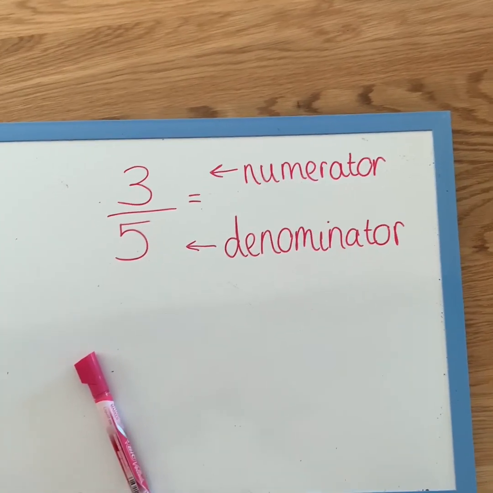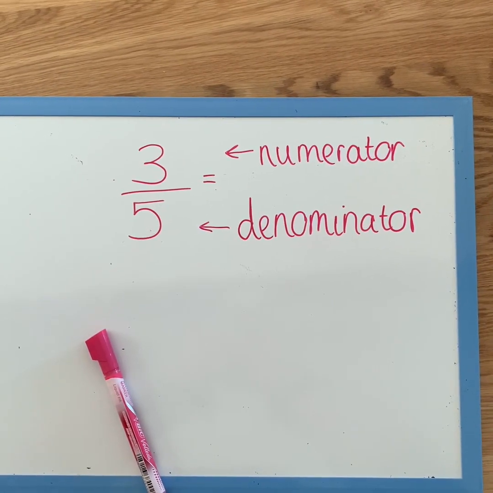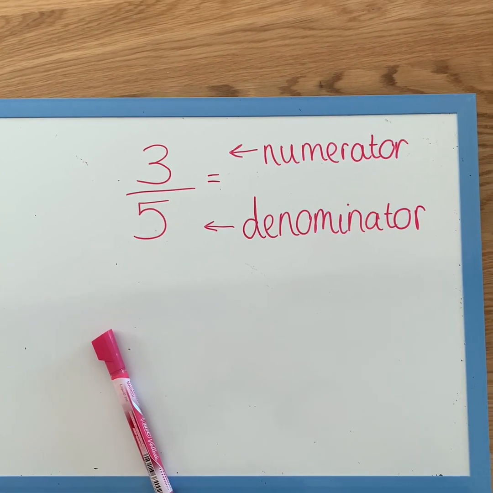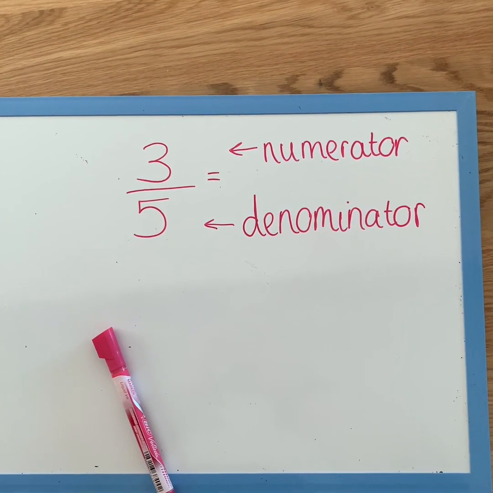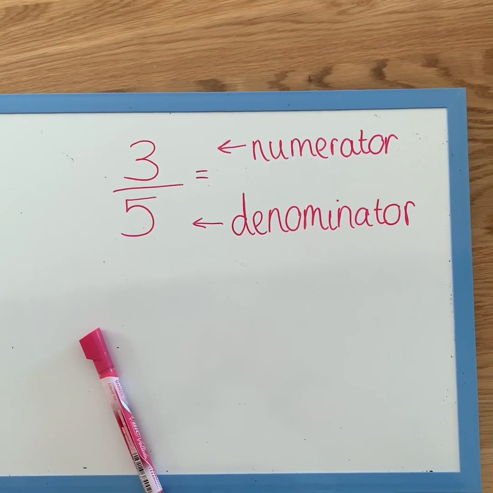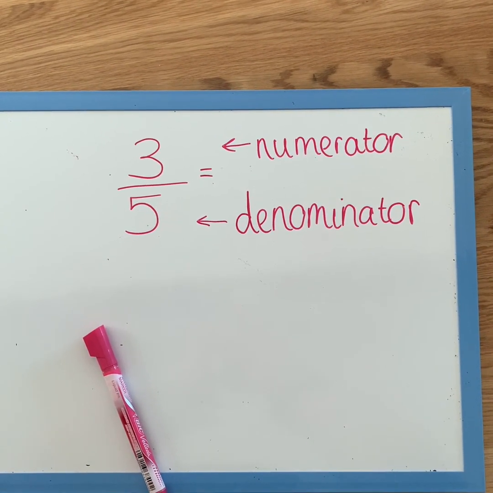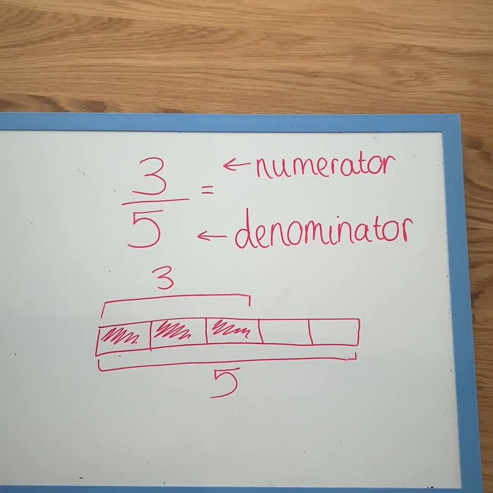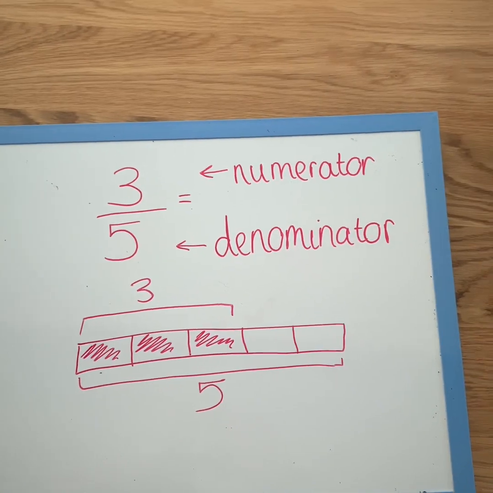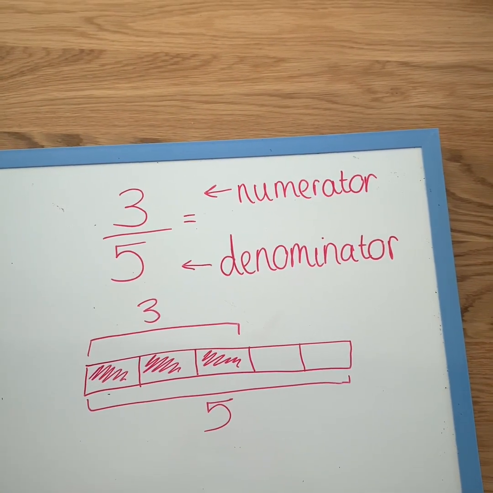First, let's look at labelling the key terms of a fraction. Here we have an example fraction. We have 3/5. Our top number, our 3, is called the numerator, and our bottom number, which is 5, is called the denominator. This means we have 3 out of 5 total pieces. Here is a bar model just to demonstrate that. So we have 3 pieces coloured out of a total of 5 blocks.